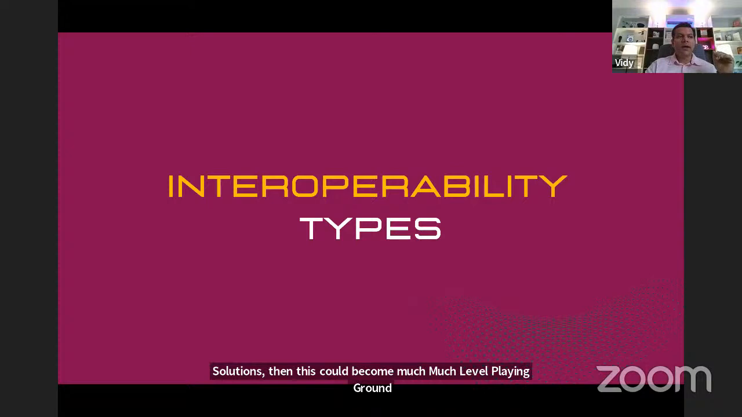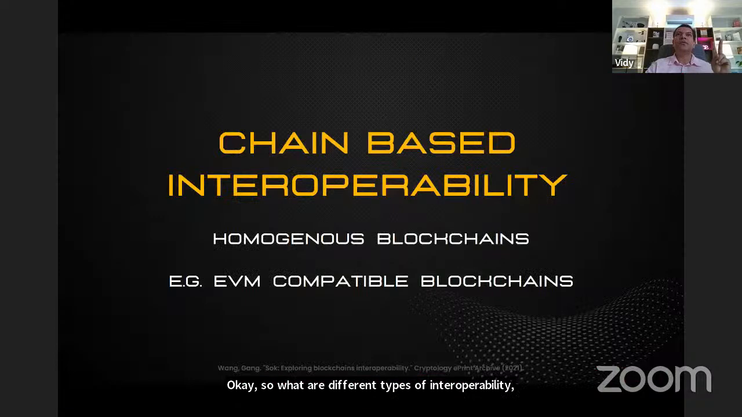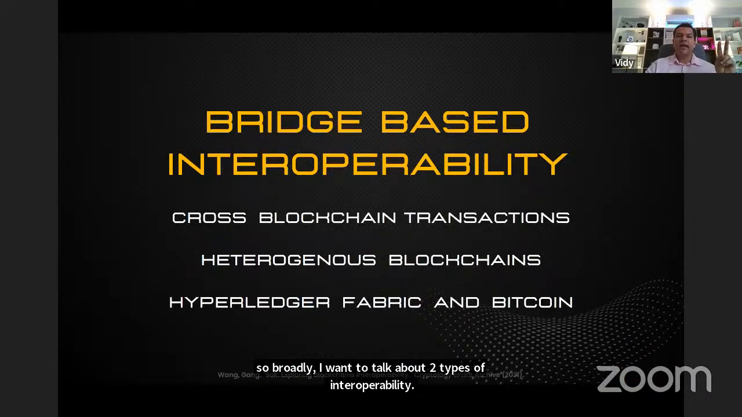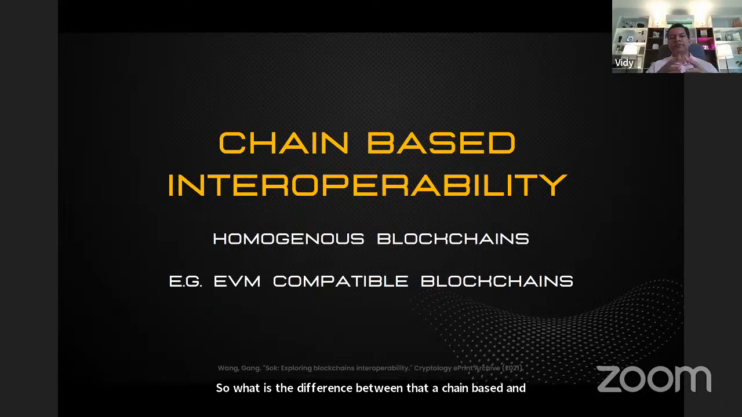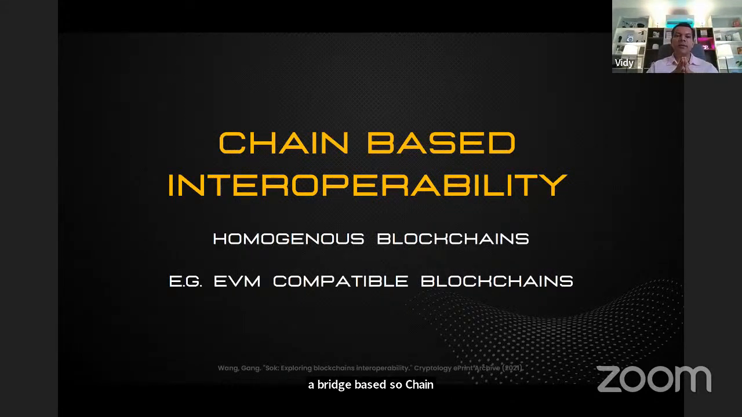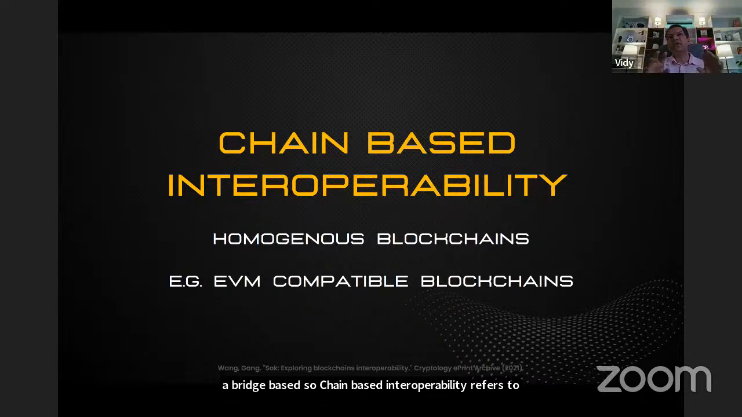Okay, so what are the different types of interoperability? Broadly, I want to talk about two types here. One is chain-based interoperability, and the next is bridge-based interoperability. So what is the difference between a chain-based and a bridge-based? Chain-based interoperability refers to the exchange of information between two similar types of blockchains, right? So I have Ethereum and I have Ethereum.